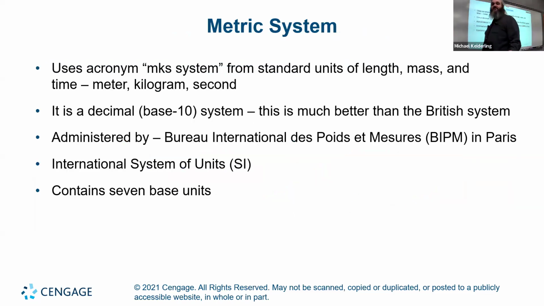So the metric system uses the acronym of MKS system for the 3 base units that all the other units are built off of. These are the meter, kilogram, and second. It's a decimal, a base 10 system, which makes all the unit conversions quite easy because all you have to do is move the decimal point. Because our number system is also a base 10 system. By having all your units be based off the same system as your number system, it makes it very easy to do unit conversions.